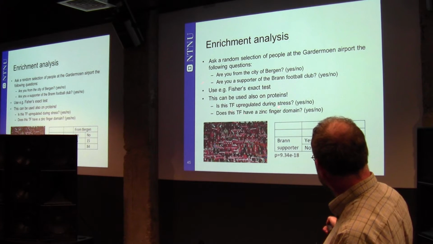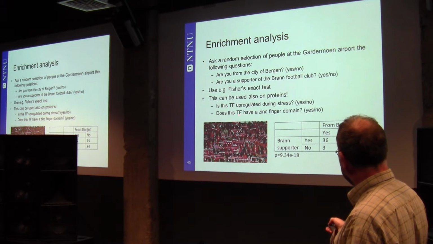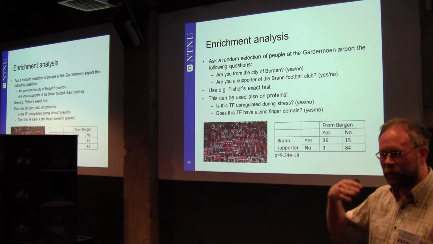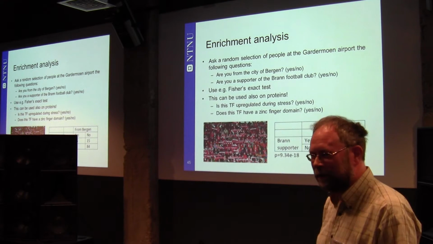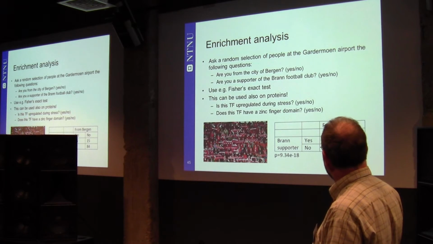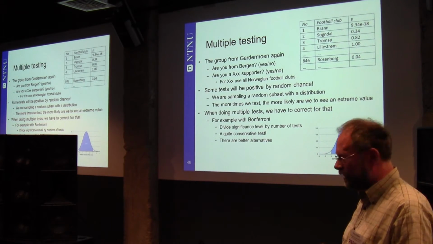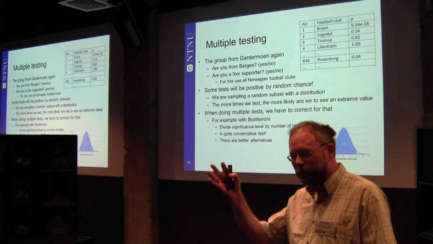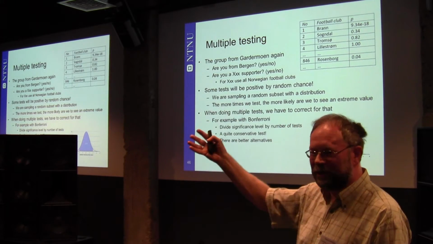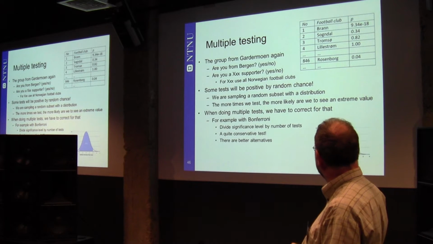Then we can do this also for proteins. Is this transcription factor activated during stress? Yes, no. Does this transcription factor have a zinc finger domain? Yes, no. So you can associate properties of transcription factors with their functional role, and that is something we will be looking at. But here is the warning, and that is multiple testing. Because remember, you had, for this GWAS data set, for example, more than 600 GWAS sets, and it's tempting to test all of them. And what do you have to be careful about?